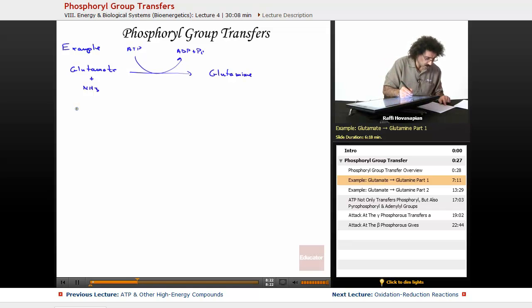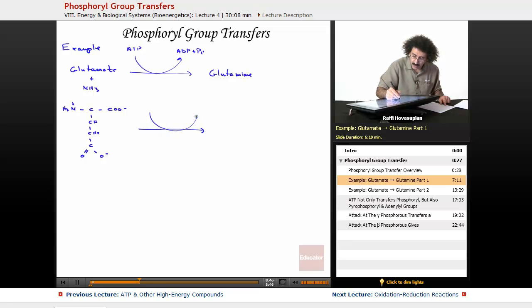So let's go ahead and draw our glutamate molecule. We have N, C, C, and I'll just write COO minus here. We have CH2, CH2. So this is our glutamate molecule. Now let me go ahead and draw the same thing that I just drew. So we have ADP plus Pi, and we have adenosine triphosphate there. Now glutamine is going to be this.